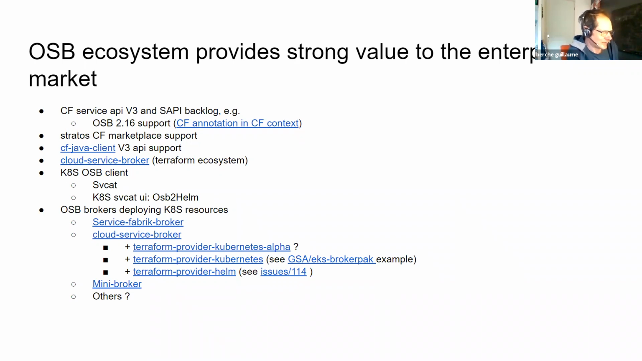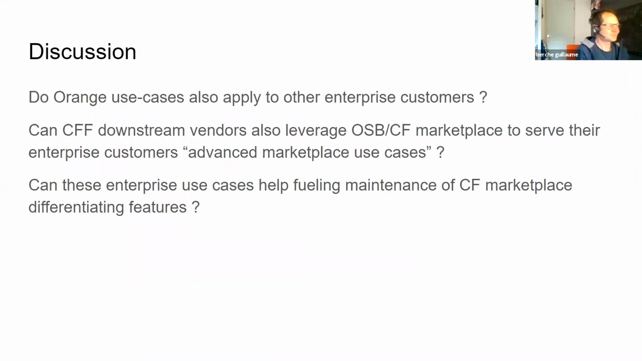There is the Kubernetes provider, and there was a great example contributed by the cloud.gov team, GSA, the EKS Brokeback example, which is very promising. So the Helm provider as well, and there was an issue provided by the GSA team on that. There are many brokers that look promising, maybe others.